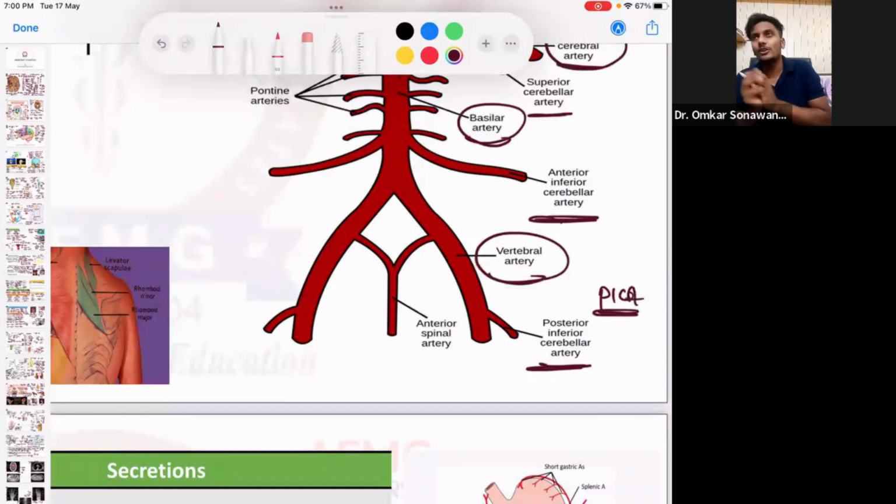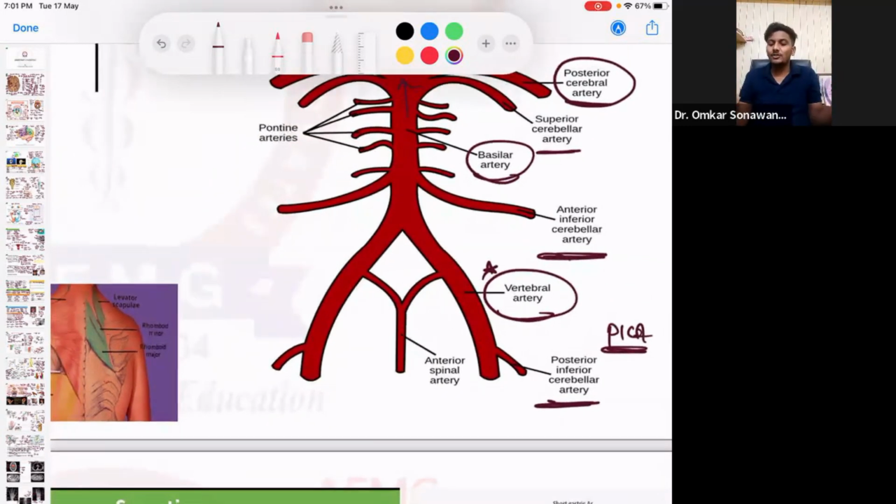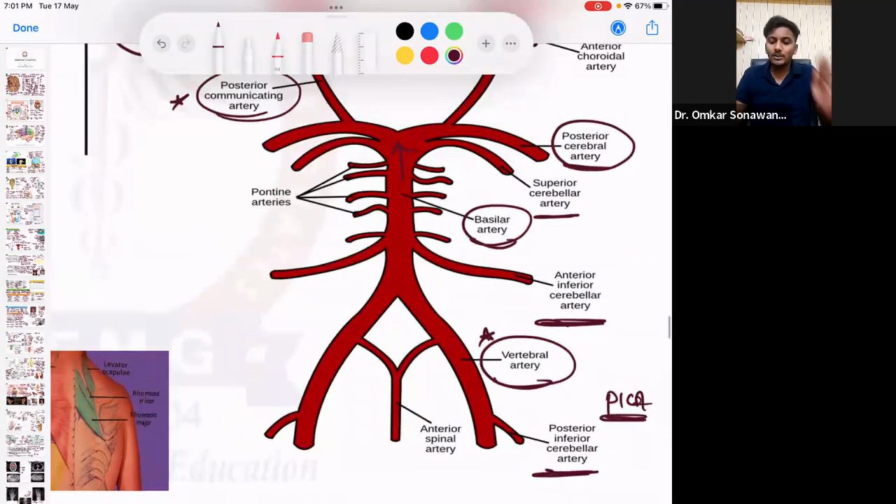जल्दी से occlusion causes lateral medullary syndrome, Wallenberg syndrome, mainly by the vertebral artery and then by the PICA. आप समझ गए क्यों? क्योंकि posterior inferior cerebellar artery, PICA, arises from the vertebral artery. ठीक है, याद रखना. So अगर नीचे से ऊपर जाए, सबसे पहली आर्टरी जो दिखेगी ब्रांच होती हुई, that is the posterior inferior cerebellar artery, PICA. उसके ऊपर जो दो ब्रांचेस जा रही है, that is vertebral artery.